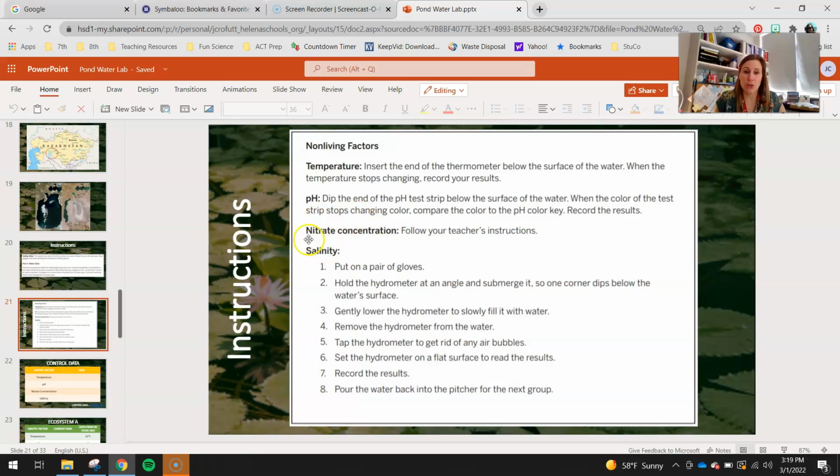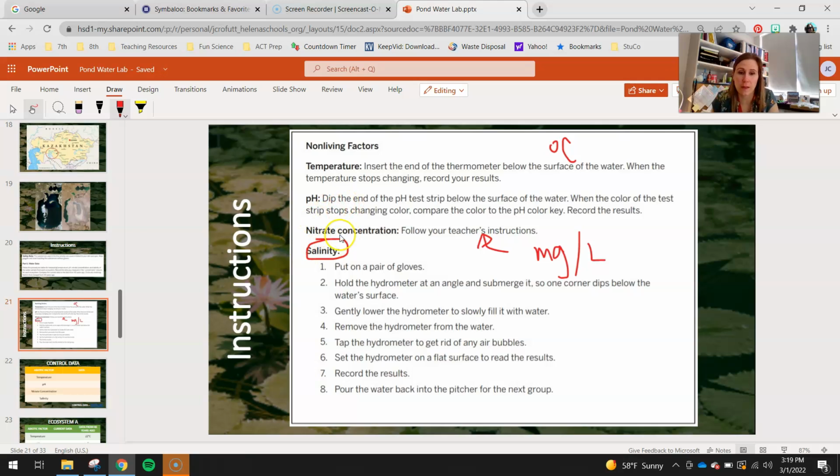Nitrate concentration, you guys are going to use milligrams per liter. Again, you have just a little test strip that you guys are going to see me use, and then compare it to a color key very similar to what we did in pH, but again, milligrams per liter, we would write it like this, little m, little g, and then a slash, and then an uppercase L. So that's going to be for your nitrate. This is degrees Celsius, and this one is going to be salinity. So I'll show you guys again how to use this, the little hydrometer to do salinity. Okay, and we're going to measure that in ppt or parts per 1,000, so all lowercase there.